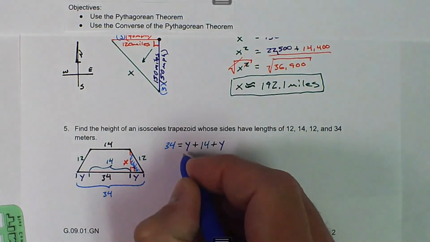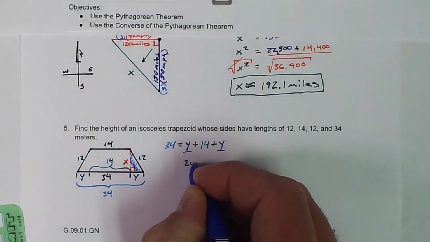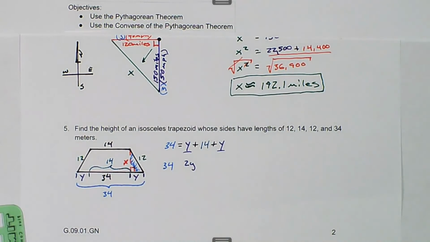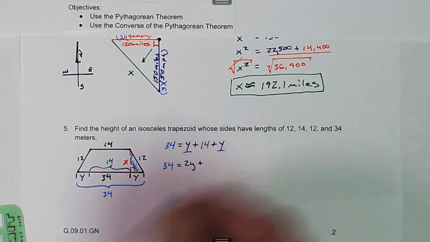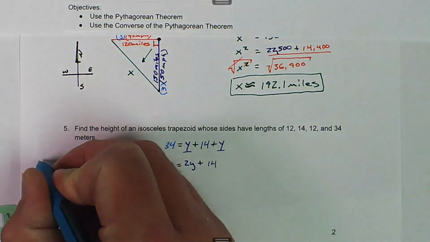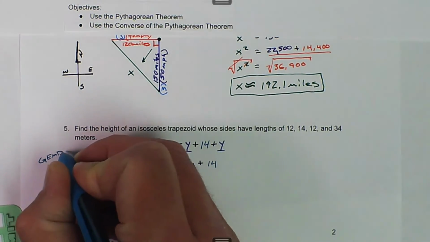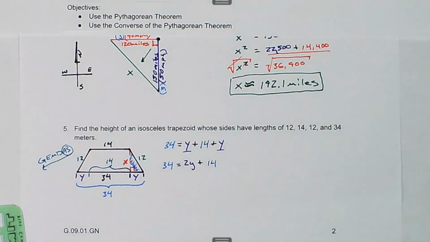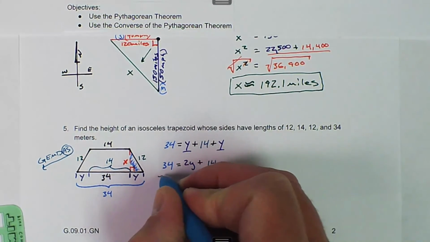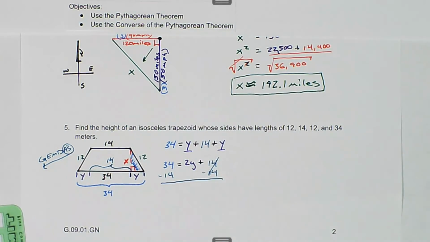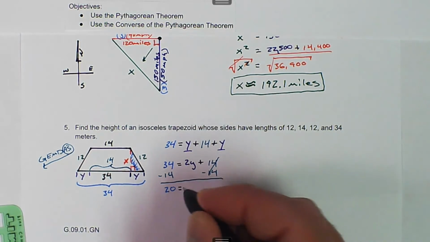So we can combine our like terms. We have y and y, that becomes 2y, and that's still going to be equal to 34 plus 14. And now we're using GEMDES again, and we want to start with addition and subtraction and work our way to groups. So we can subtract 14 from both sides of the equation. Our 14s cancel, and we're left with 20 is equal to 2y.